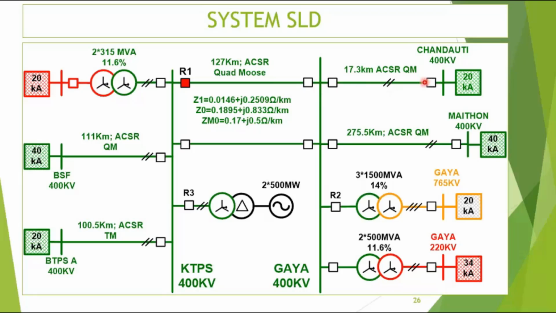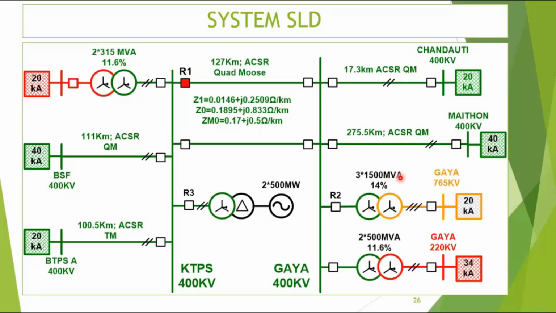The shortest line from the remote bus is a 17.3 kilometer ACSR quad mousse conductor going to Chandauti, and this is the fault level of Chandauti approximately. And the longest line is that of Goya Maitan. It's around 275.5 kilometer ACSR quad mousse. Again, all are double circuit lines represented by this. The fault level is given like this. Now there are 3 ICTs at Goya. Presently there are 4 ICTs, but I have calculated it with 3 because this was already existing in my system, so I copied it.